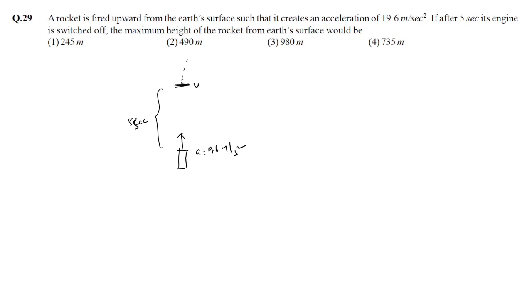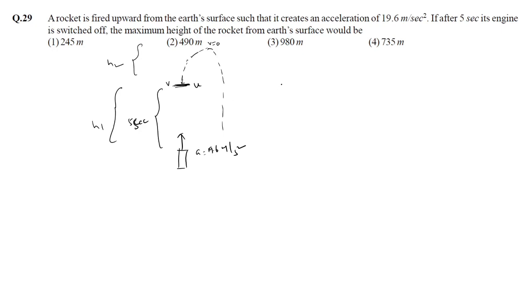So with that velocity, it will be moving up, and after some time its velocity will become 0. From that point onwards, again it will be coming down. So now, in these 5 seconds, what is the height reached, and after switching off the engines, what is the height reached? So this is h1 and this is h2. So totally h1 plus h2 will give you the total maximum height reached by the rocket.